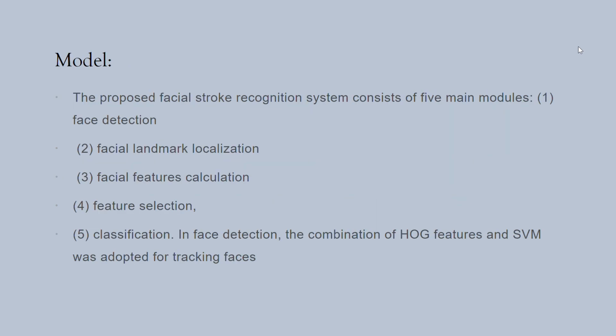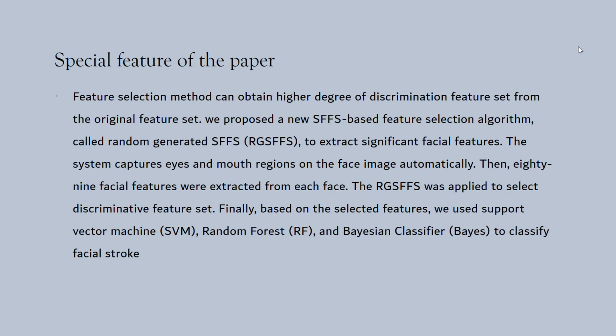Let us talk about the model. The proposed facial stroke recognition system consists of 5 main modules: face detection, facial landmark localization, facial feature calculation, feature selection, and classification. In face detection, the combination of histogram of gradients feature and SVM was adopted to track faces.